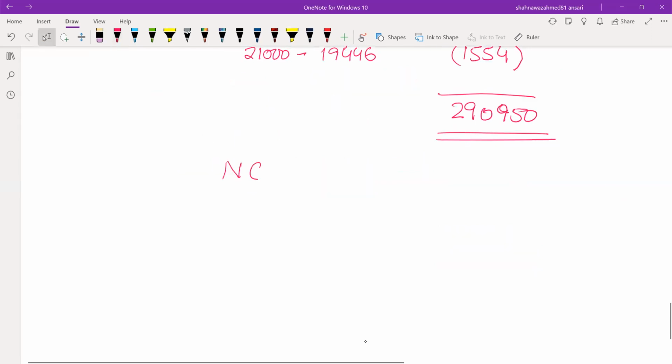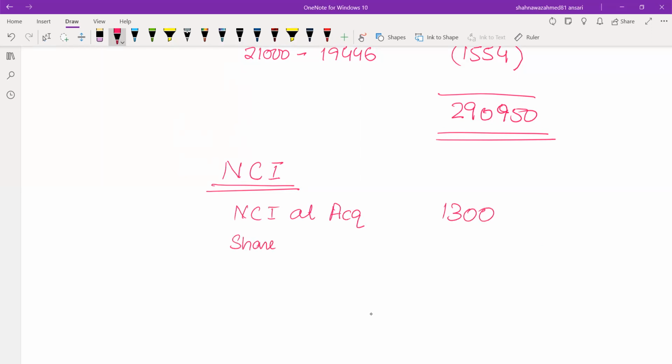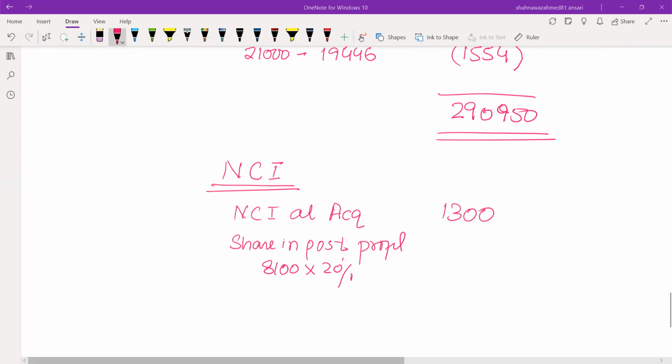Next is NCI. Whenever we have to prepare a balance sheet, the best thing is first you create the pro forma of the balance sheet, as I told you in the single company financial statement question, and then insert the relevant figures gradually. So for NCI, NCI at acquisition is given in the goodwill calculation. You can check this, 1,300. Take share in post profit. That is 8,100 multiplied by 20%. So it's 8,100 into 0.2. So it's 1,620. We have to add this and then deduct one adjustment, that is PURP.